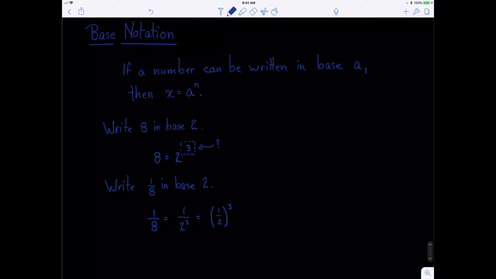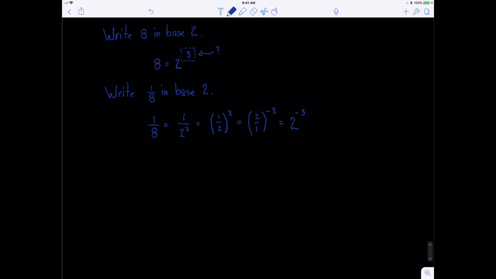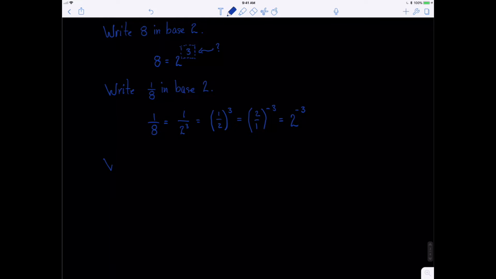We're almost there. We can flip the base by using negative exponents. So if I flip the base, I get 2 over 1 raised to the negative third power, and 2 over 1 is most simply written as 2 raised to the negative 3. Okay, how about one more? Write 8 raised to the 5th power in base 2.